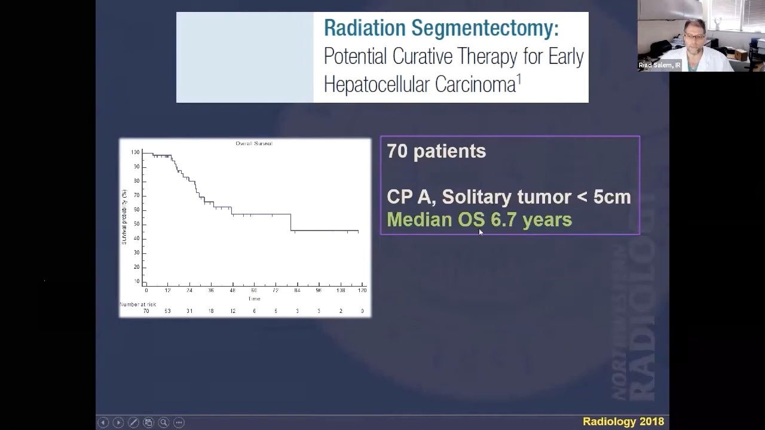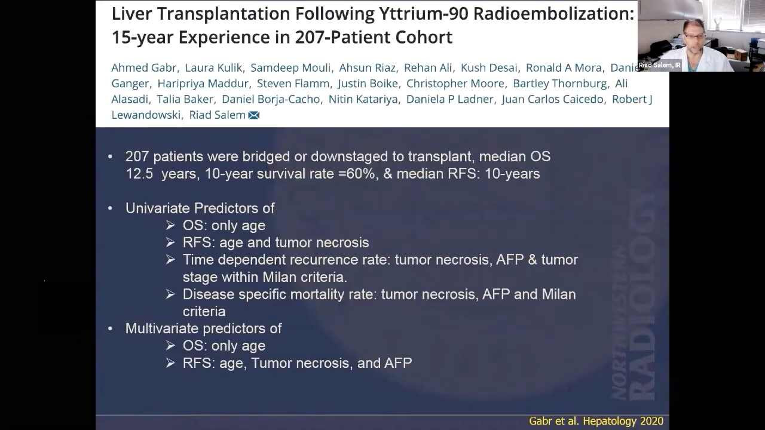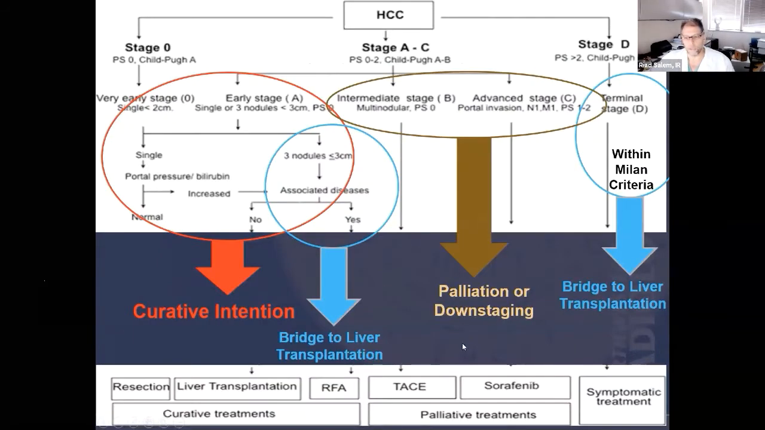Median survival 7 years for solitary tumors, no different than you might see in surgical resection or ablation and even liver transplantation. I know Rohan will be speaking later on, but liver transplantation following Y90 has been a point of contention. And can you actually do this without significant injury? This is data that we just published showing good long-term survival in patients that were bridged with Y90. This is 15-year follow-up in a 207 patient clinical cohort.